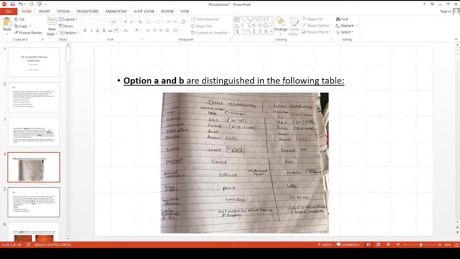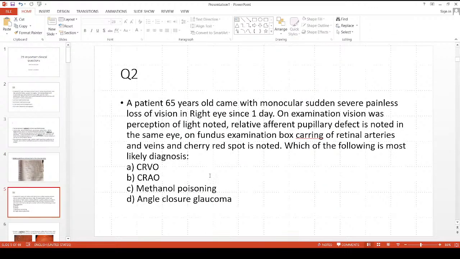So these are some very effective points where any question can be asked to distinguish between direct and indirect ophthalmoscopy, and you can get an MCQ like this. Moving on to the next question.